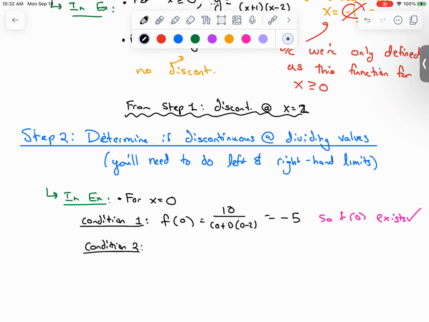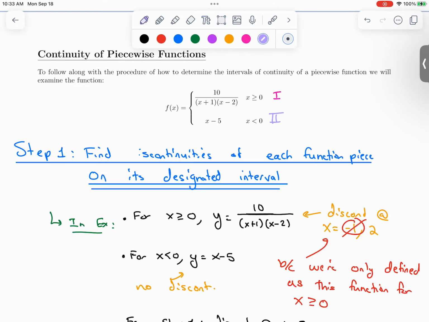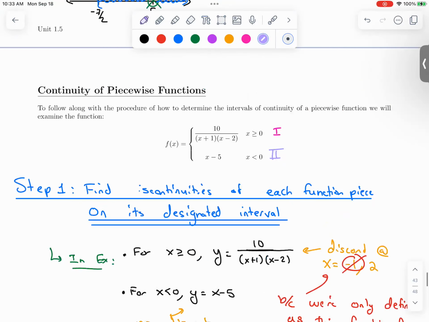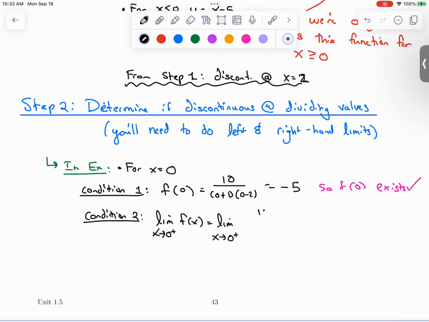So the limit as x approaches 0 from the right of f of x, what function would we be using? I'm going to label them 1 and 2. If x is approaching 0 from the, did I say left and I wrote the right? I meant to say, if I'm approaching 0 from the right, which function am I using, 1 or 2? 1, first one. So I get to rewrite f of x as what it would be there. It's the limit as x approaches 0 from the right of 10 over x plus 1 times x minus 2.